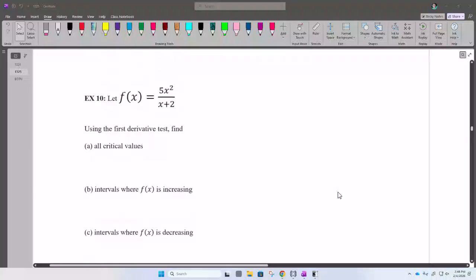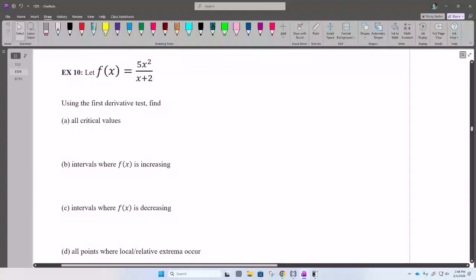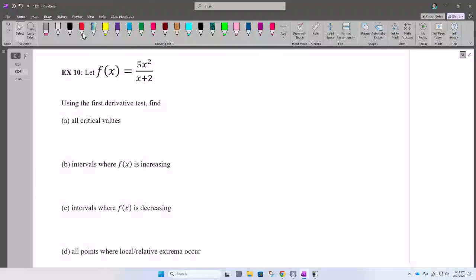All right. Exciting times. It's asking for critical values, increasing, decreasing. You know what that means. You do that first derivative test. But the very first thing we're going to do is find the domain of the original function. Looking at my original function, it does have a denominator. So what x value would cause that denominator to be 0? -2. So x cannot be -2. That's my domain.